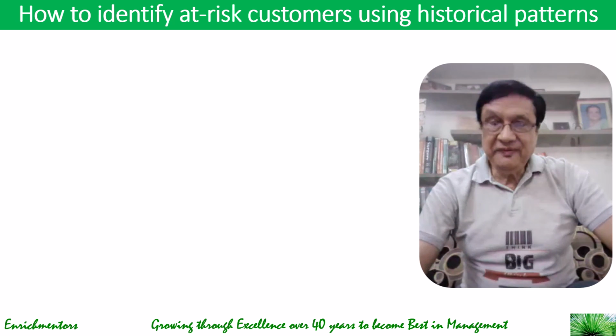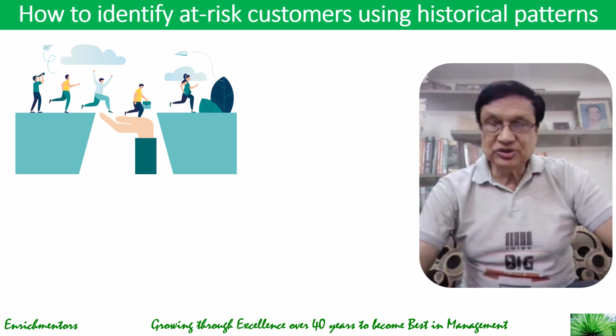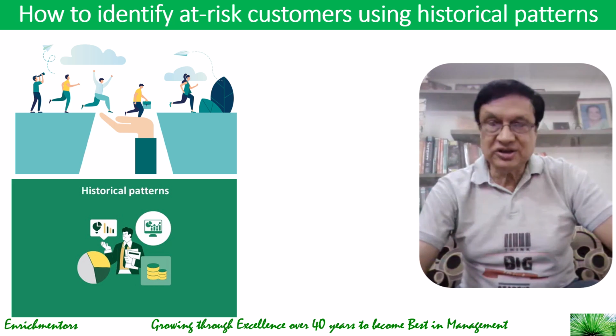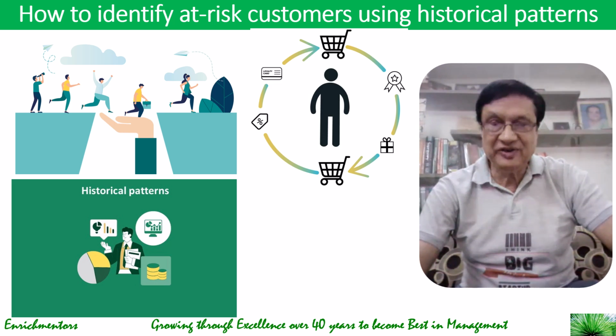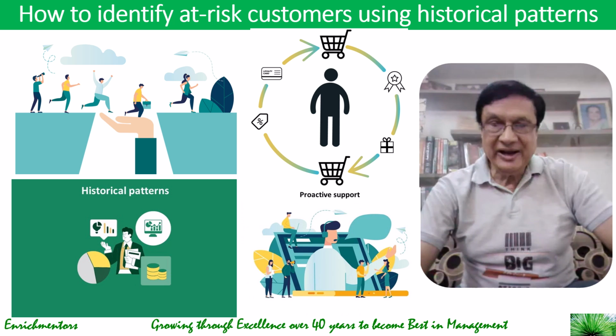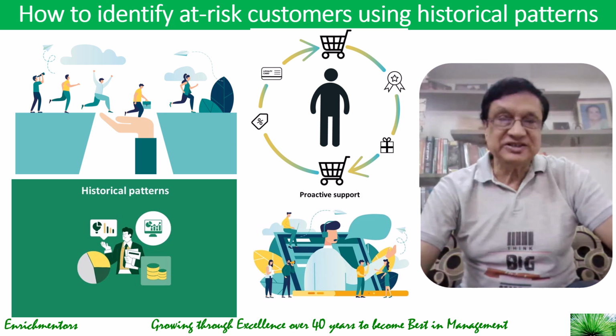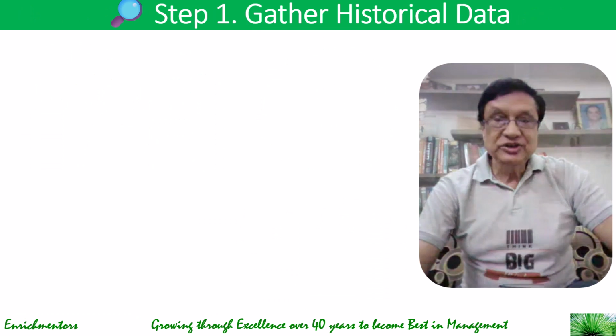Now, identifying at-risk customers, those who might churn, downgrade or stop buying, using historical patterns is one of the most effective ways to drive customer retention and proactive support, right? So let's walk through how AI can do this step by step, right? So the first step would be to gather historical data.